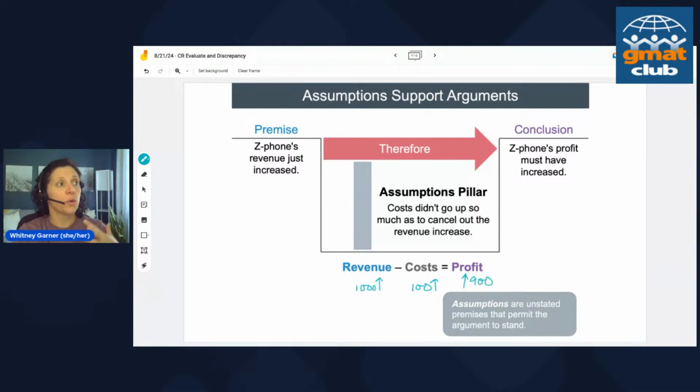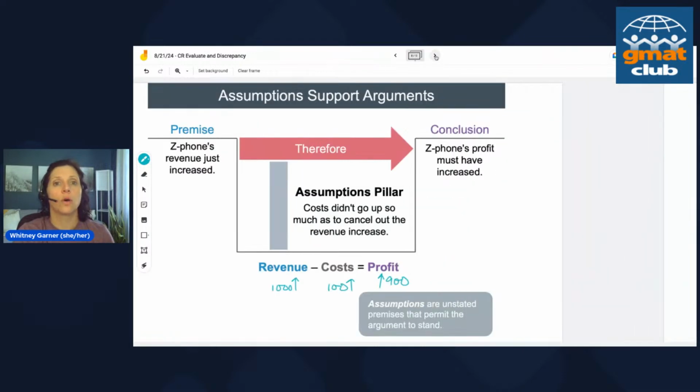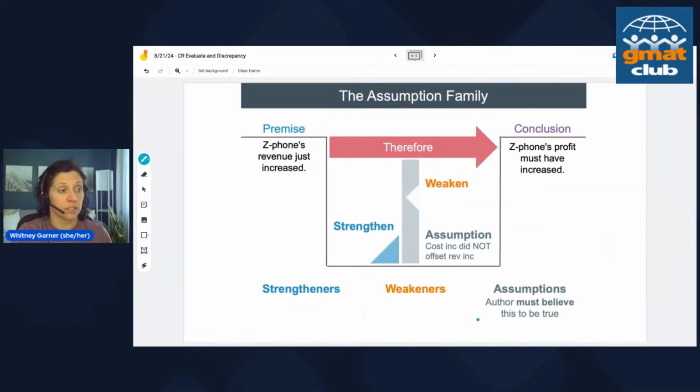All right. So if this is the case, then let's think about what also fits into the assumption family of pieces here. So things like strengthen and weaken, and then we're going to include today's question type, evaluate. So in the world of assumptions, assumptions act as the pillar: cost increase didn't offset revenue increase. Assumptions are things that the author must believe.